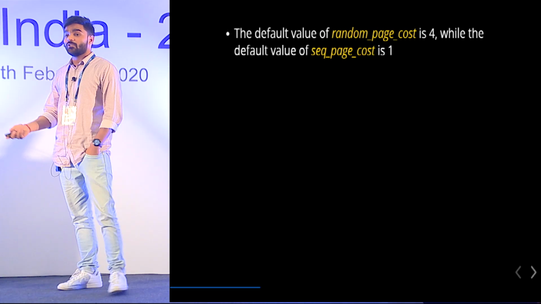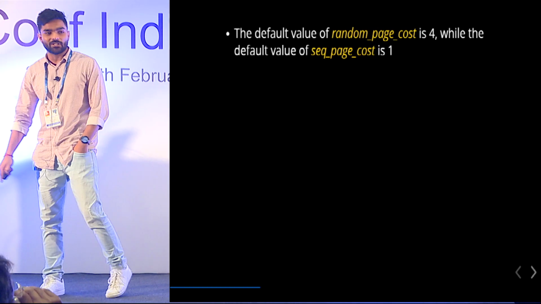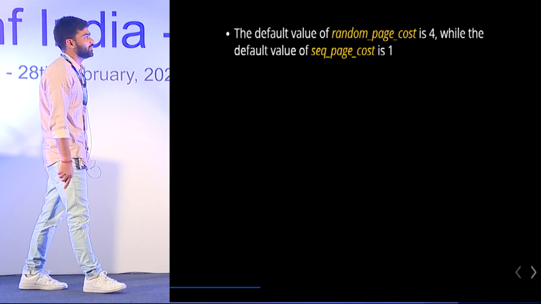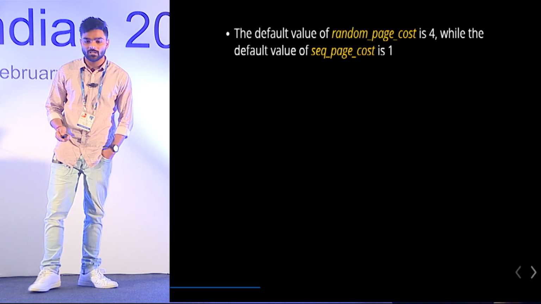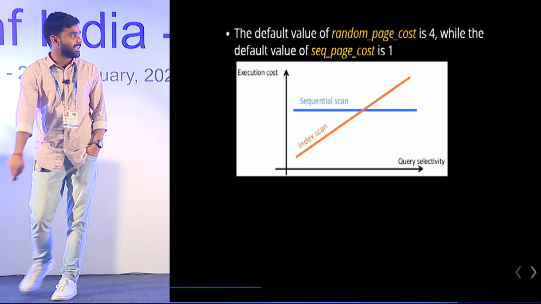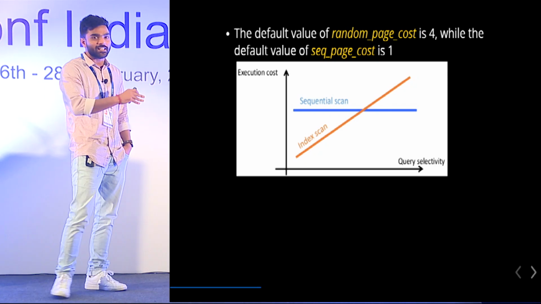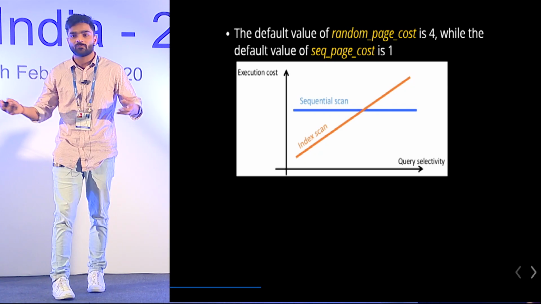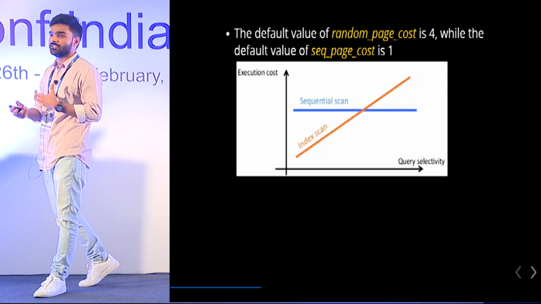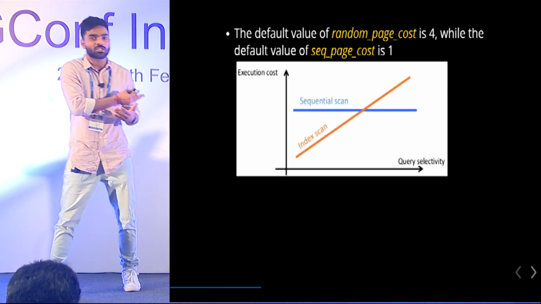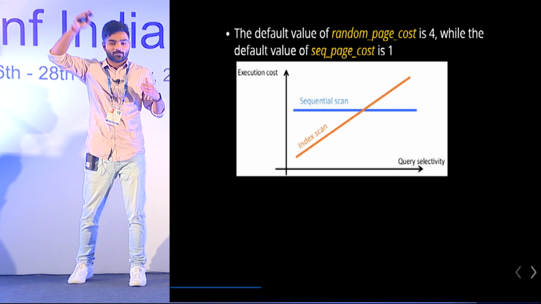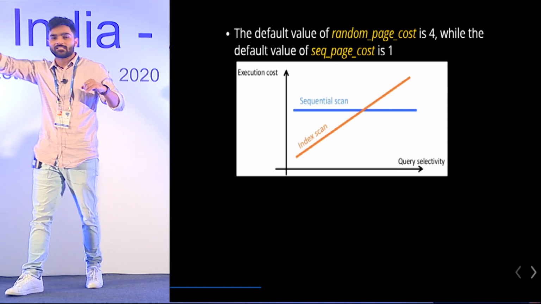It turned out the default value of random page cost is 4, while the default value of sequence page cost is 1 in Postgres. What does that mean? That means a graph like that shows that over time, when your query selectivity increases, by query selectivity I mean the number of rows returned by the query, the cost of index scan increases exponentially, while the cost of sequence scan remains constant.